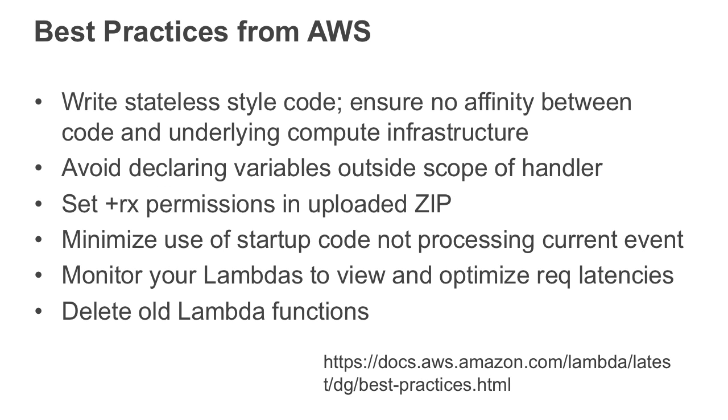Now, Amazon has some best practices for working with Lambda, and you can take a look at the URL at the bottom of this slide that points you to that best practices document. Basically, write stateless style code, make sure there's no affinity between the code and the underlying compute infrastructure. Should avoid declaring variables outside of the scope handler because you have no guarantee whether those variables are going to be available to the next run.